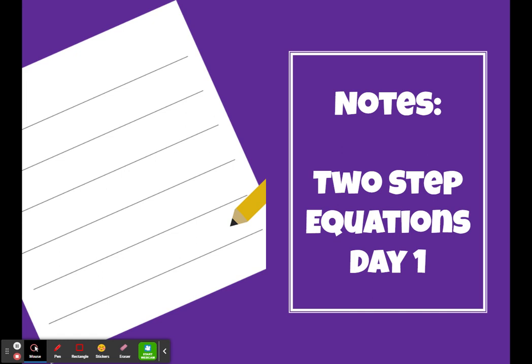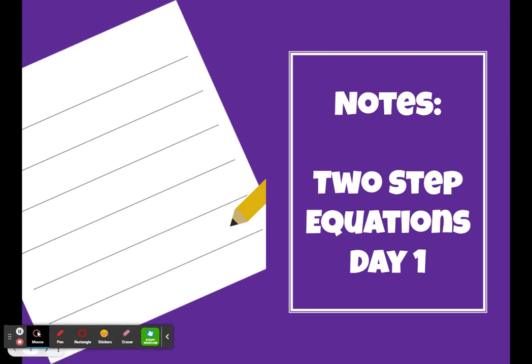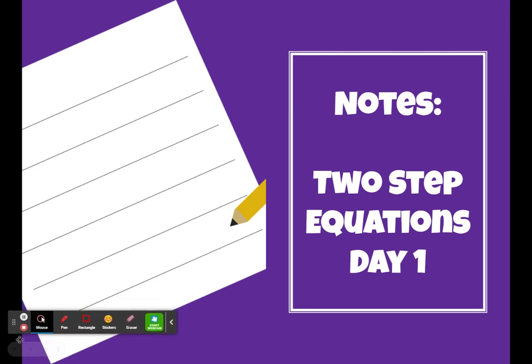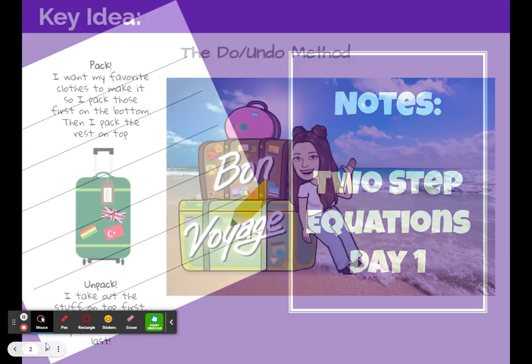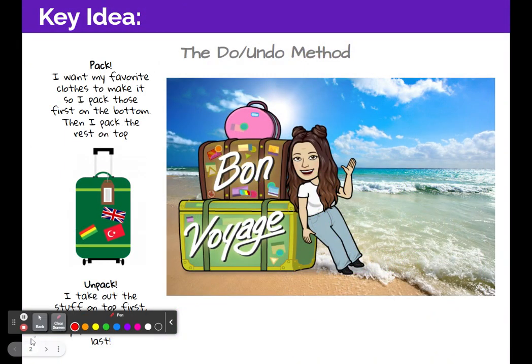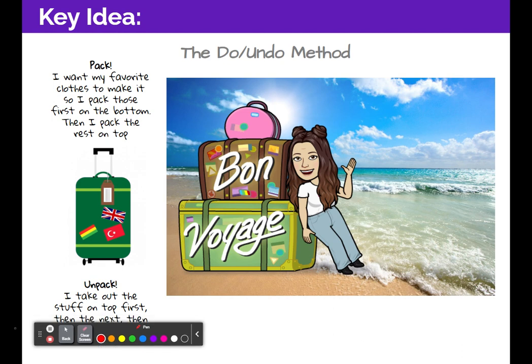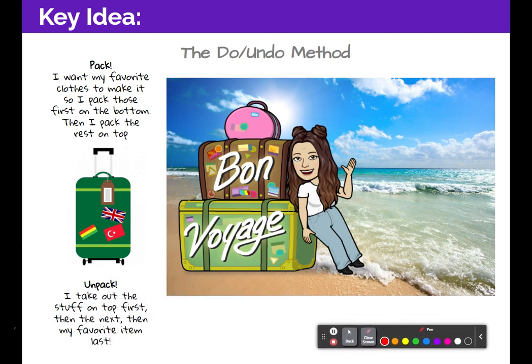Hi everyone, this is Miss Carvalho, and today we're going to look at solving two-step equations. Up until today, we've been solving equations that had one step. We only had to do one thing to figure out what the variable was. To do that, I'm going to talk about me going on vacation. This is going to be called the do-undo method.